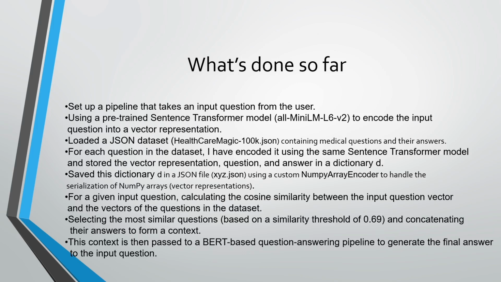Then we have saved this dictionary D as a JSON file using a custom NumPy array encoder to handle the serialization of NumPy arrays. For a given input question, we computed the cosine similarity between its vector representation and the vector representations of the questions in the dataset. Then we have selected the most similar questions based on a similarity threshold of 0.6 and concatenated their answers to form a context. Then we have passed this context to a BERT-based question answering pipeline to generate the final answer to the input question.